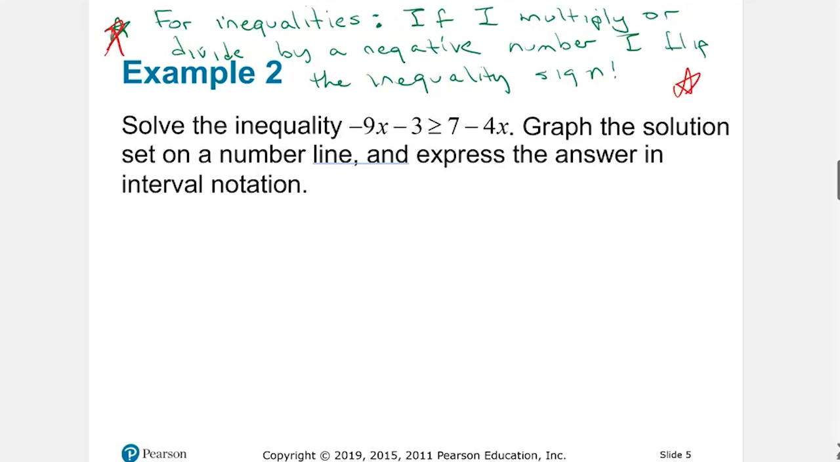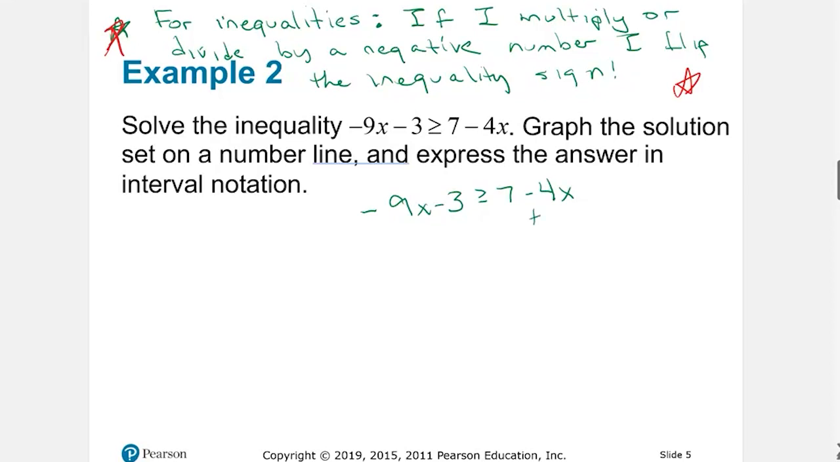Okay, this is really, really important because otherwise you're going to get the wrong answer. So other than that, we just pretend it's an equal sign. So what would I do first? Well, let me rewrite it here. Minus 9x minus 3 is greater than or equal to 7 minus 4x. So, it depends on what you like to do. I'll just get the x's to begin with over to the left.